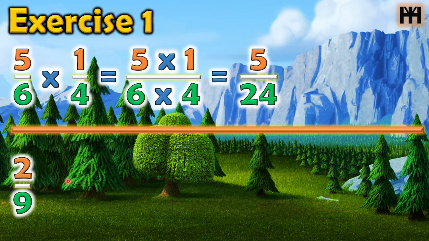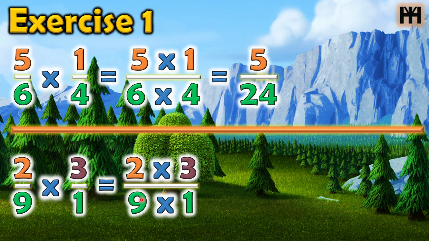Okay, 2 over 9 multiply 3. 3 is the same as 3 over 1. So let's multiply the numerators and the denominators. So it's 2 times 3 over 9 times 1. So 2 times 3 is 6 and 9 times 1 is 9.